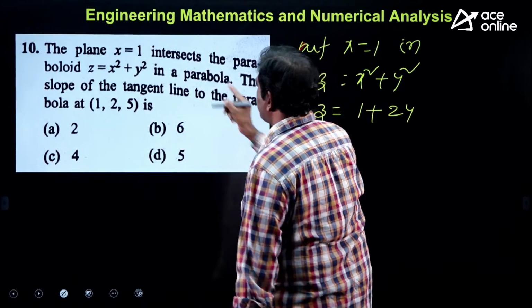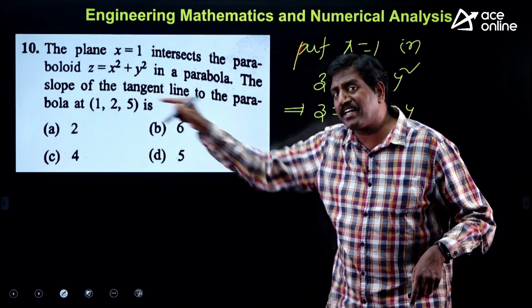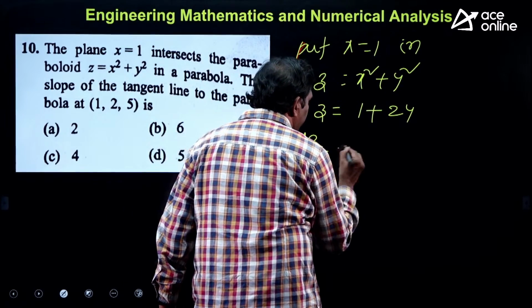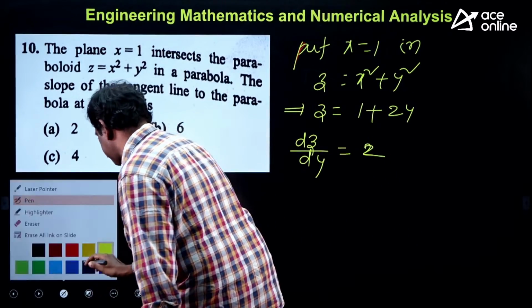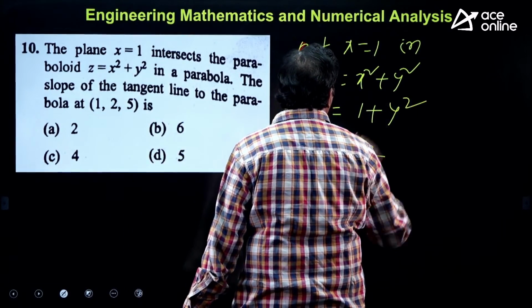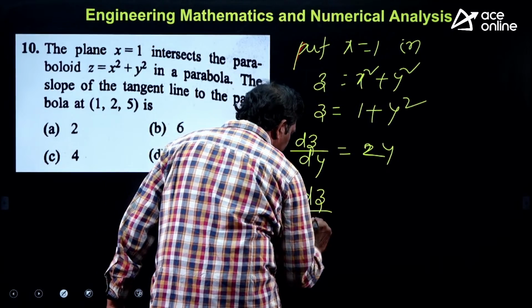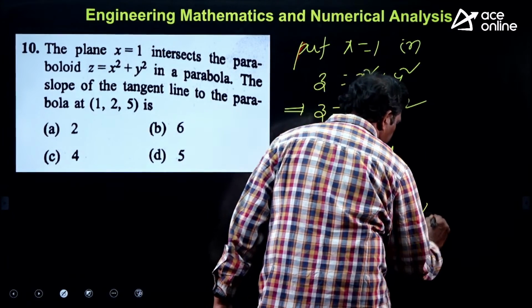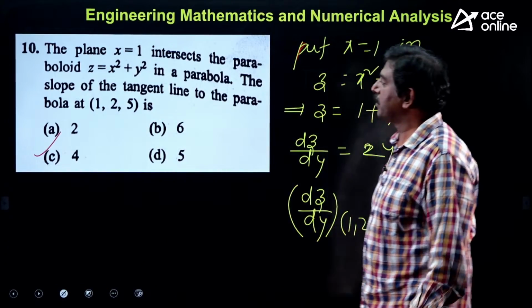So if I substitute x equals 1, it becomes 1 plus y square. Now what they are asking is the slope of the tangent of this paraboloid at that point. Slope of the tangent means simply find the derivative. So dz/dy is 2y. Now the slope of the tangent at the point (1, 2, 5): dz/dy at that point is 2 into 2, which is 4. 4 means which option is right? Option C is right. These are the questions in mathematics.